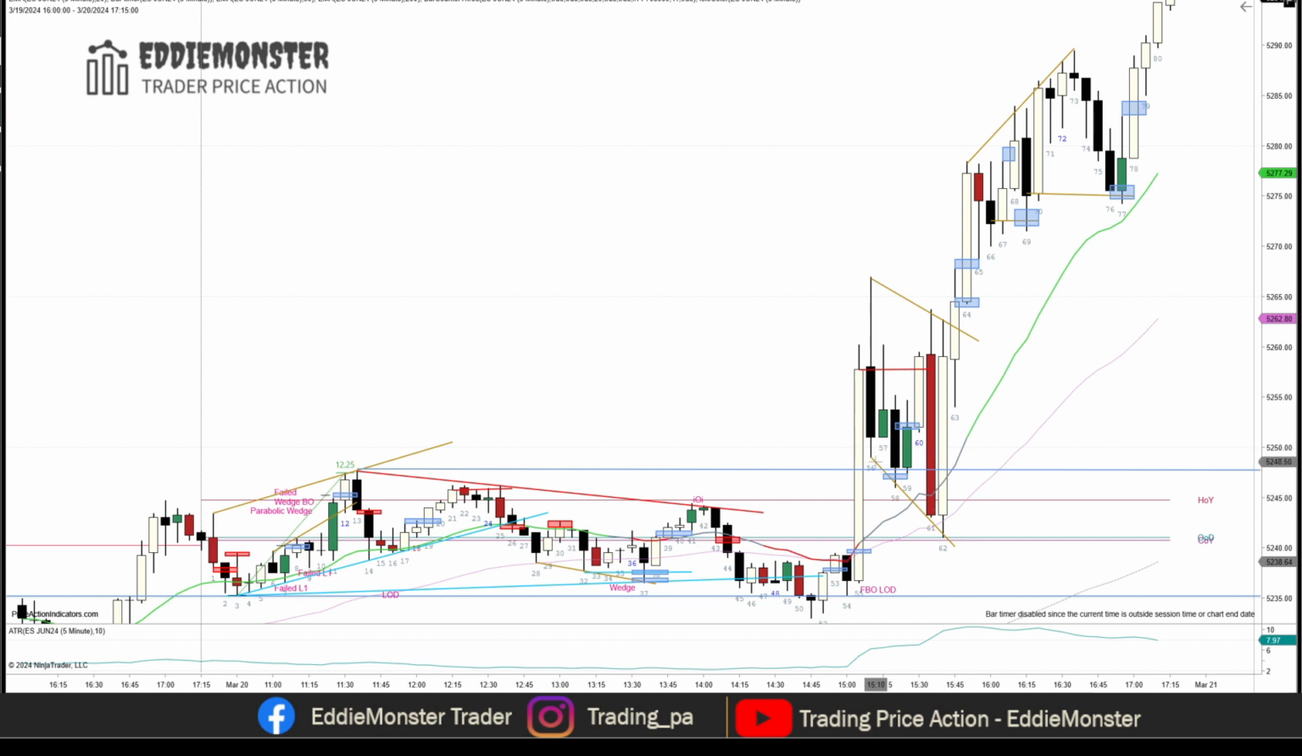Then 61, we can consider that as a wedge or channel line. So if we see a channel here, we can consider that as a wedge. To be honest, I really like that 61, but it's really low versus the trend range again. So if you want to fade that, you can do it.